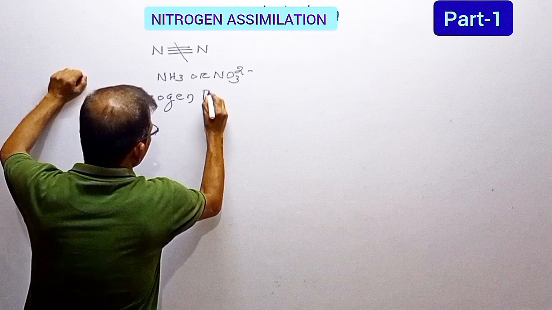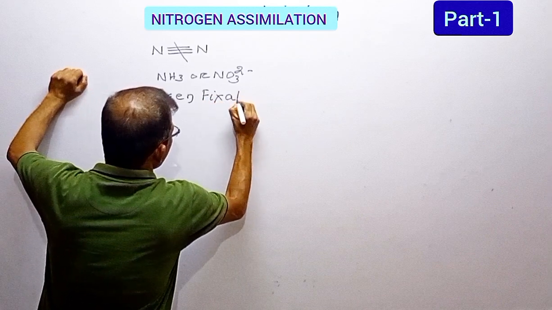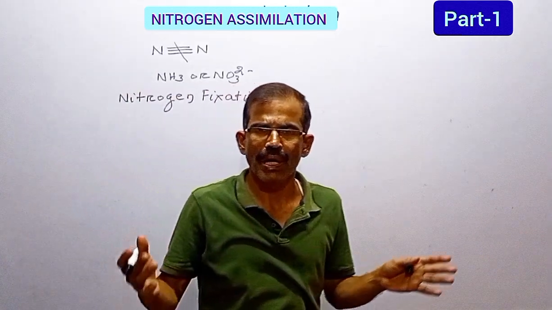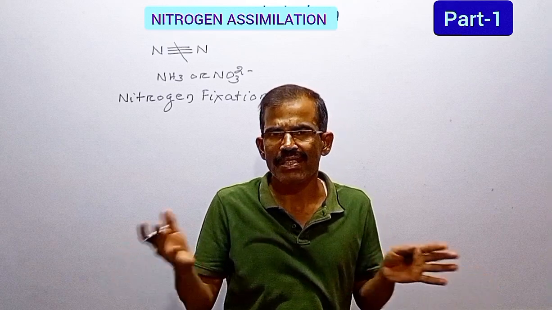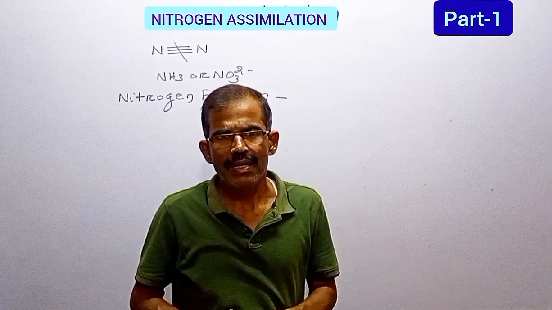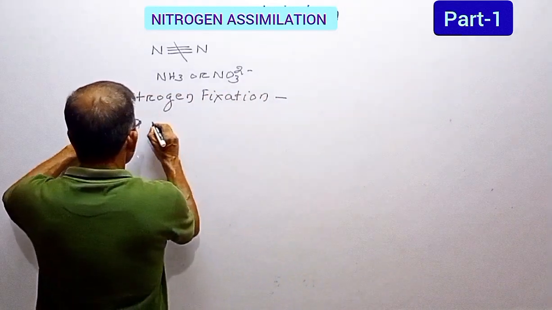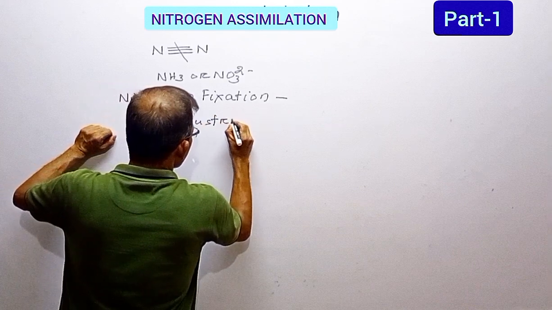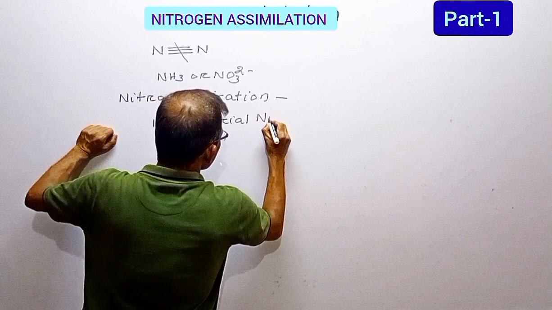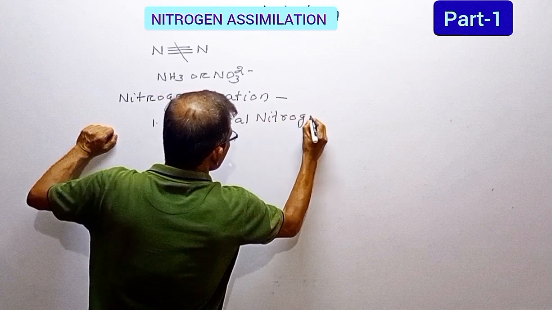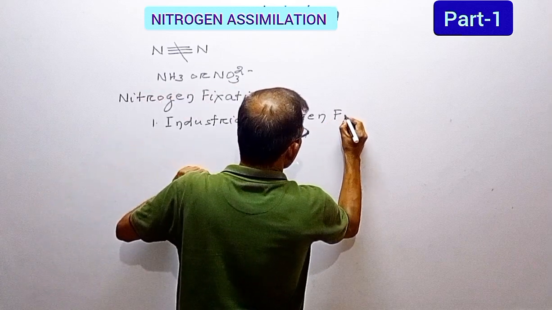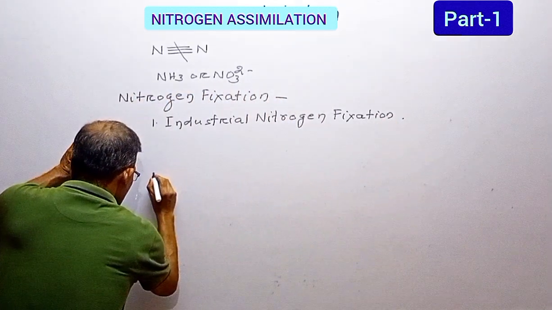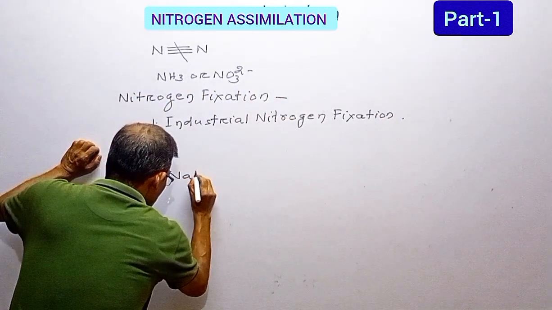which occurs through industrial and natural processes. So nitrogen fixation is the process by which atmospheric nitrogen is converted into usable form. And there are two types of nitrogen fixation. One is industrial nitrogen fixation, and the second one is natural nitrogen fixation.